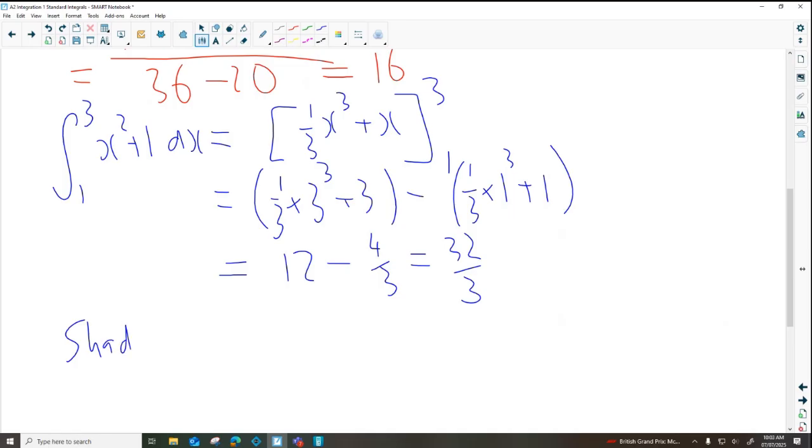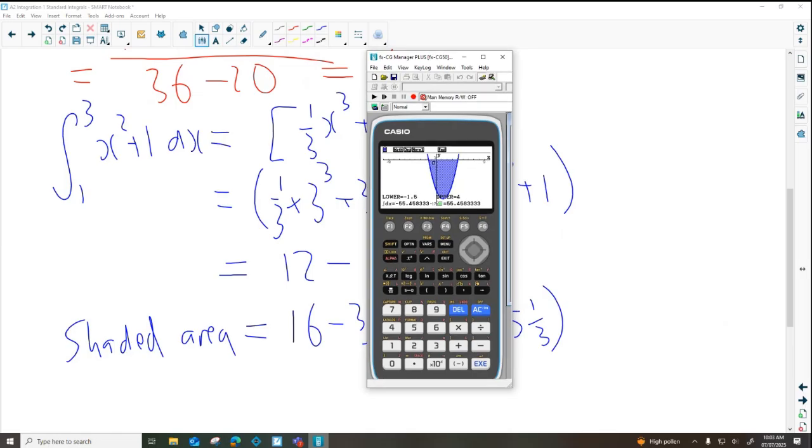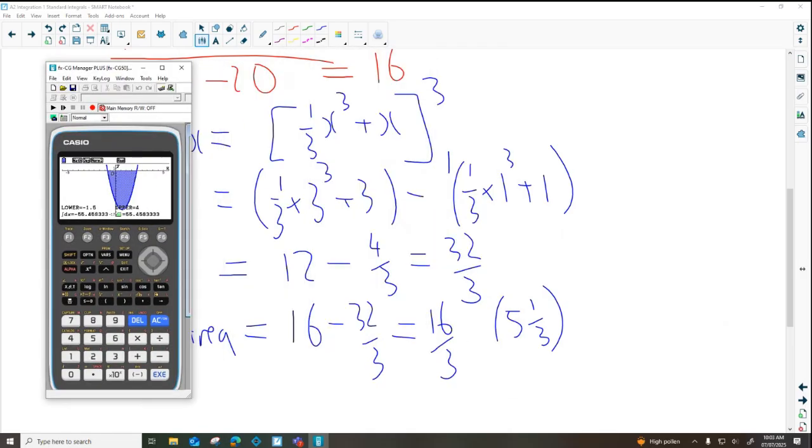So therefore, the shaded area which we are looking for is the area under the first graph, which is 16, minus the area under the second graph, which is 32/3. And that gives me 16/3 is the exact value. If you like, 5 1/3 is acceptable. Now, again, your calculator will do this.